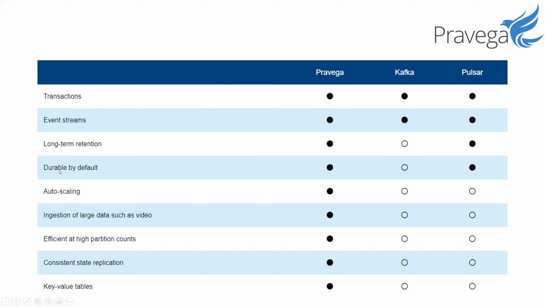But in terms of being durable by default, Pulsar and Pravega are durable by default. I think I've seen discussion about Kafka changing its defaults. I think there's a KIP out there. Auto scaling, that's sort of where we see a lot of our need. It can be very complicated to auto scale or to manually scale these other clusters. Ingestion of large data such as video. So this really speaks to our byte stream primitive.